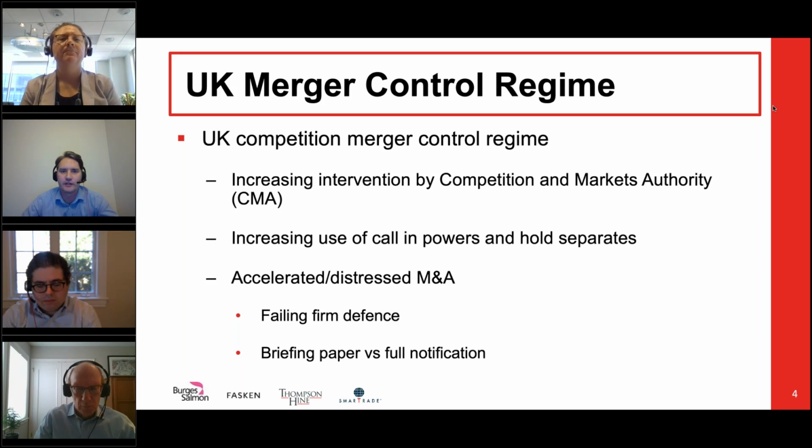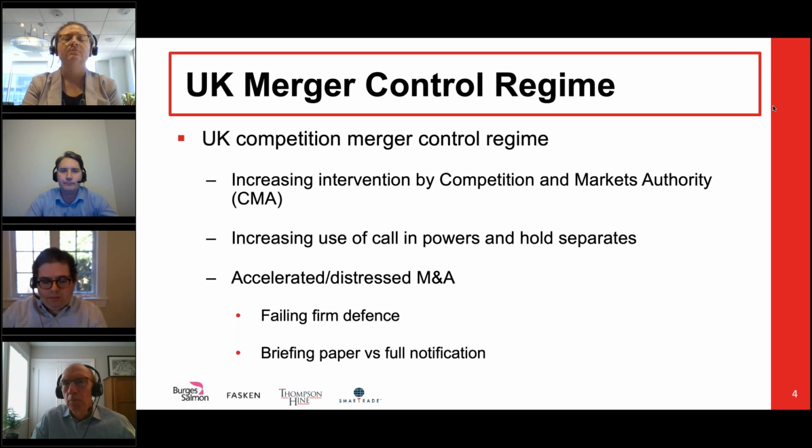And it's those types of cases where we see the CMA trying to extend its jurisdictional reach as much as possible. In the context of COVID, what we've been seeing is an increase in the number of accelerated or distressed M&A transactions, as you can imagine. And I suppose when you put merger control next to accelerated M&A, it does seem a bit of a contradiction in terms, given that the merger control approval process usually takes so long. But it is actually possible to obtain merger control comfort, at least on certain transactions, quite quickly.